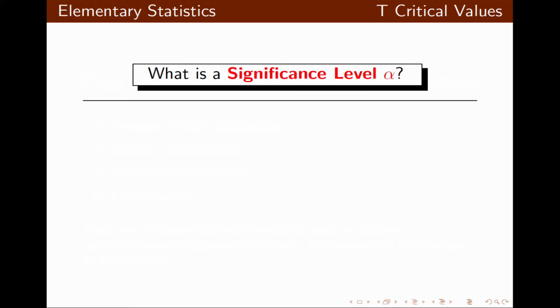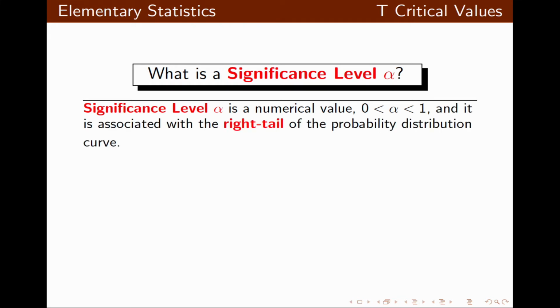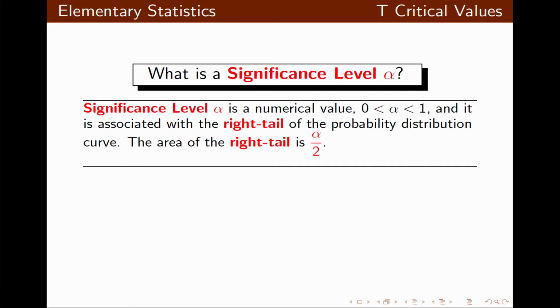What is significance level alpha? It's a numerical value. It is between 0 and 1 and is associated with the right tail of the probability distribution curve or density curve. The area of the right tail is alpha over 2.